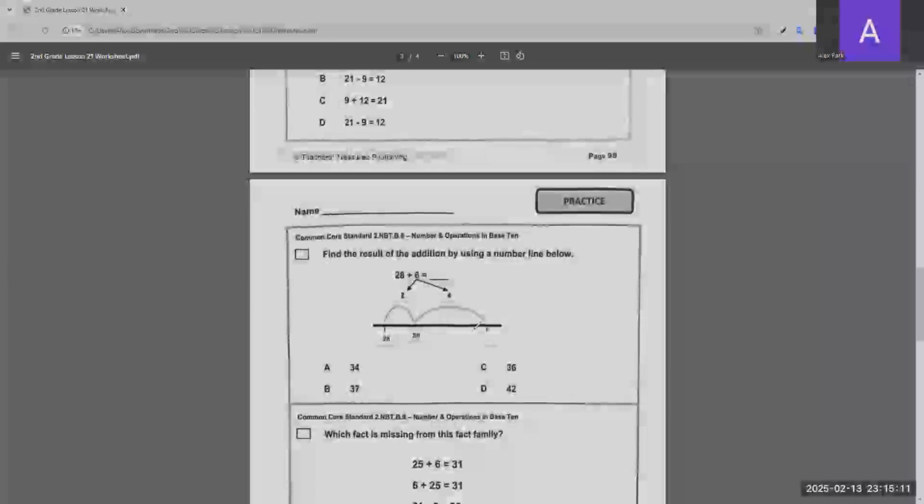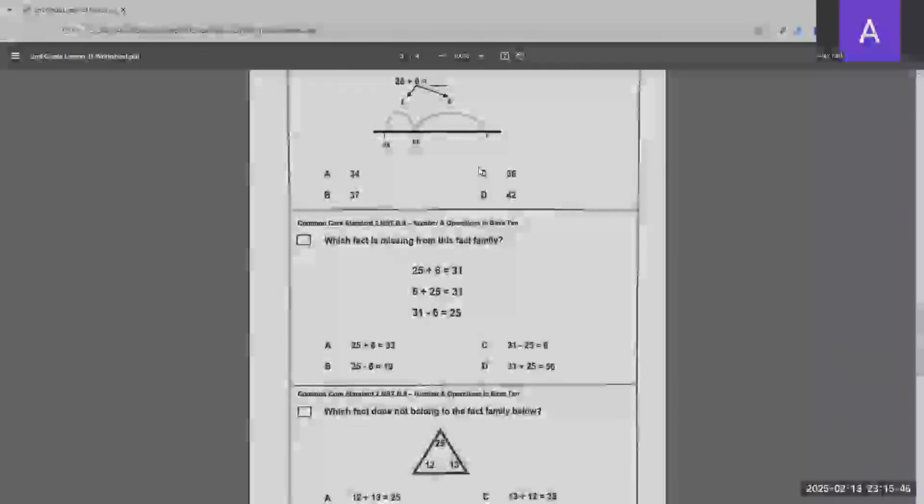So we can add 4 by adding 2 twice. So 30 plus 2 is 32. And 32 plus 2 is 34. And that also makes sense because we're adding 2 to 28 3 times. So 28, 1, 2, 3. So our final answer would be A, 34.